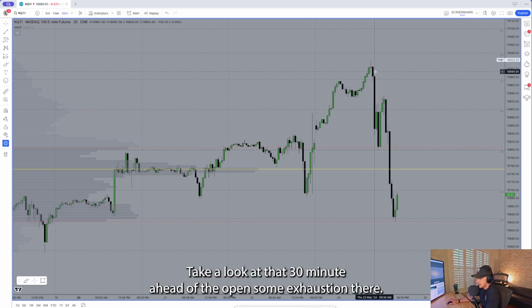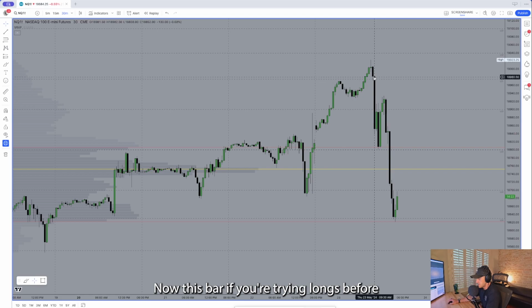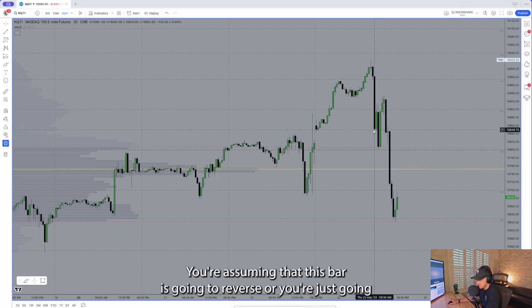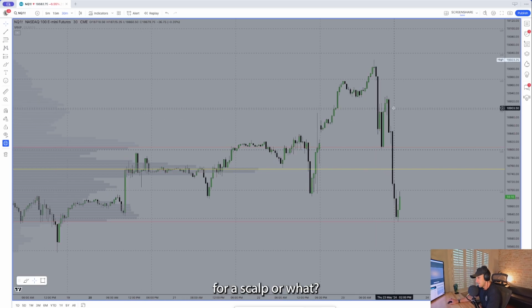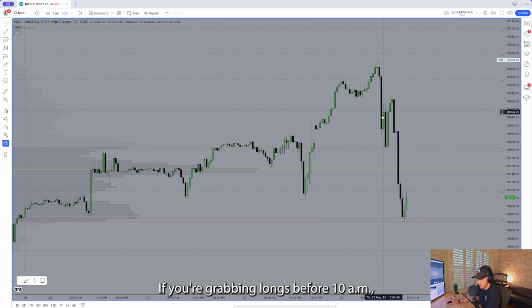Take a look at that 30-minute ahead of the open. Some exhaustion there. You get a sell bar and then that continuation move. Now this bar, if you're trying longs before 10 a.m., what is the thought process there? You're assuming that this bar is going to reverse, or you're just going for a scalp, or what? That is something you have to ask yourself if you're grabbing longs before 10 a.m.